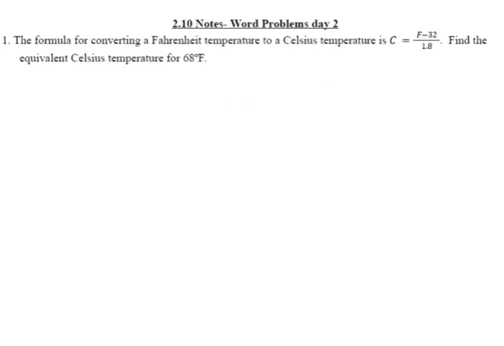If we look at the first example, it says the formula converting a Fahrenheit temperature to a Celsius temperature is, and there's the formula. Find the equivalent Celsius temperature for 68 degrees Fahrenheit. So this one's a little different than we did yesterday. They gave me an equation and they're telling me to use 68 degrees Fahrenheit. In other words, this is the letter F. So if I'm taking my formula, C equals, my letter F is 68 minus 32 divided by 1.8.